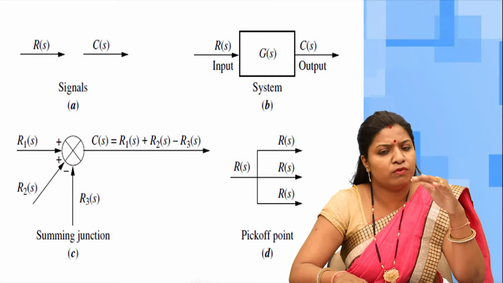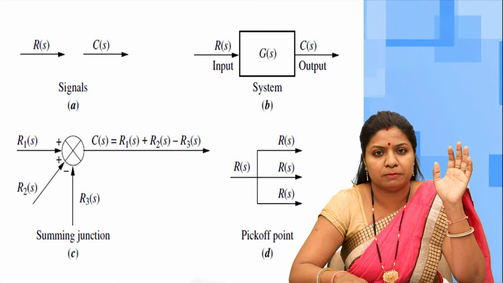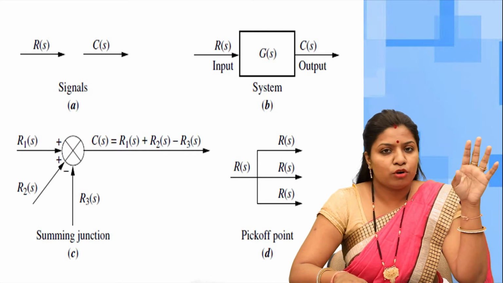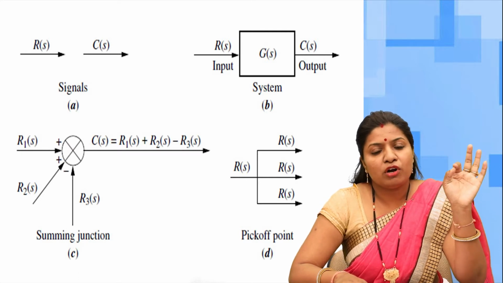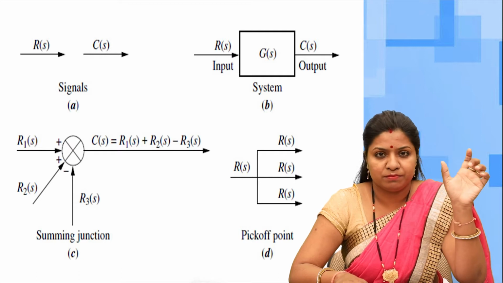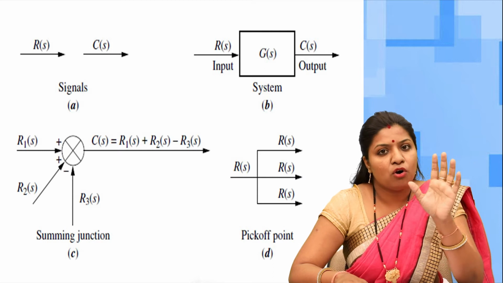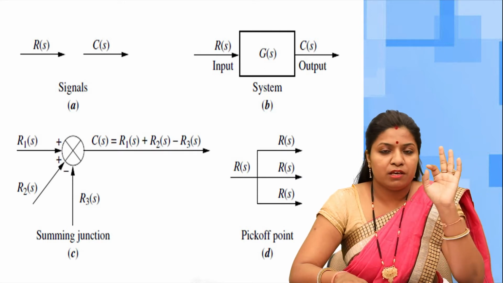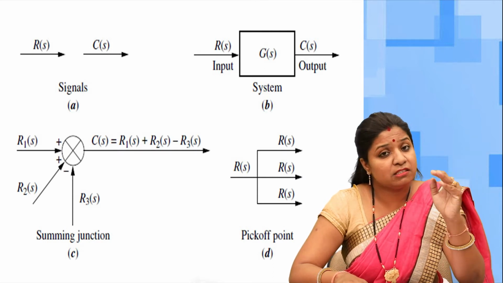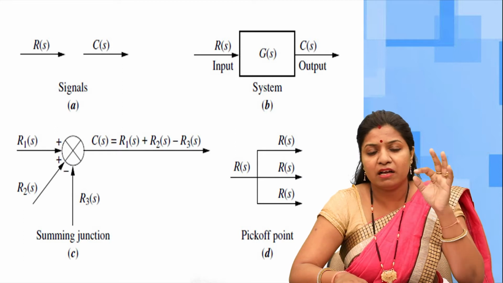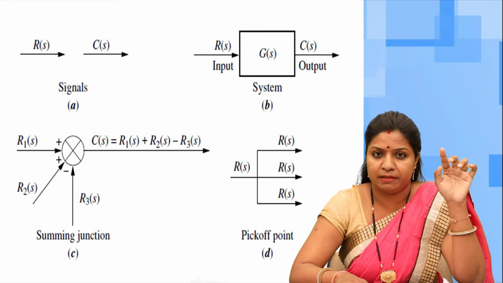Either it will be a forward path or it will be a feedback path. Second is system or block. A system or block contains information, either in the form of G(s) or in the form of H(s). If we are taking G(s), it means it is a forward path. If we are taking H(s), it means it is a feedback path.